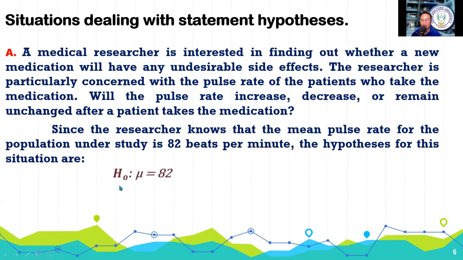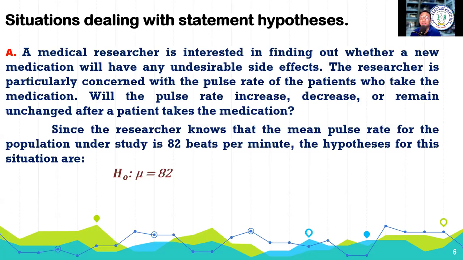So let me scroll to the next item. Look at the situation. The null hypothesis is equal to the 82 beats per minute mean pulse rate. So instead of writing the sentence or the phrase form, we use the symbol to make it shorter and simpler. Again, the null hypothesis says there is no difference. The implication when we say there is no difference is that they are equal. So that's why it shows on your screen that its average equals 82.